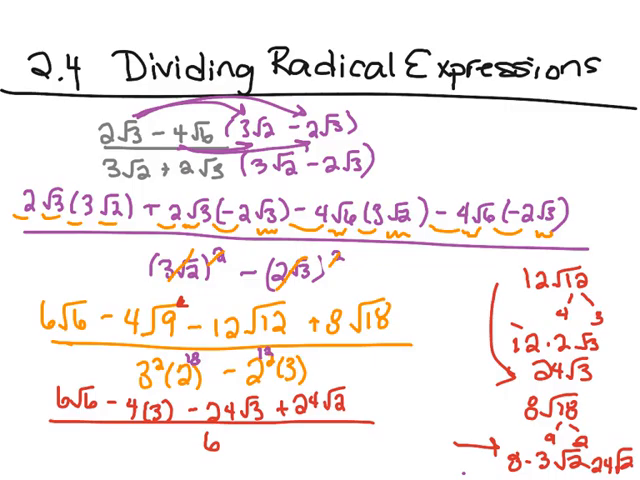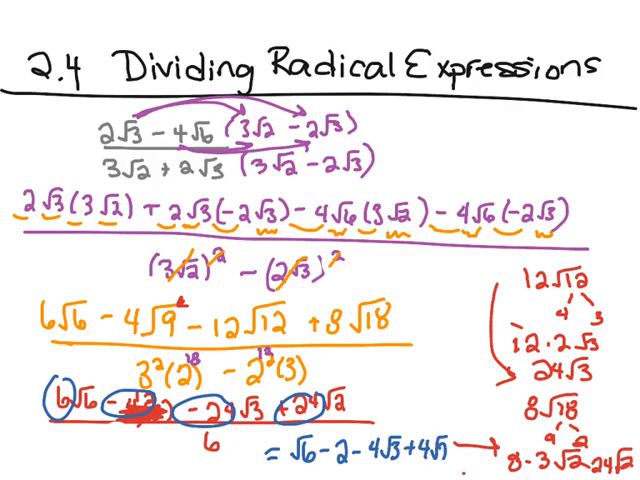Now we're going to, well, first off, we can see this 4 times 3. That's going to be a 12. Let's just change that right now. Now we can take out a common factor of 6. So we're going to divide everything, all of the coefficients, by 6. So we should get root 6 minus 2 minus 4 root 3 plus 4 root 2. And that is the simplest you can get for simplifying that quotient.